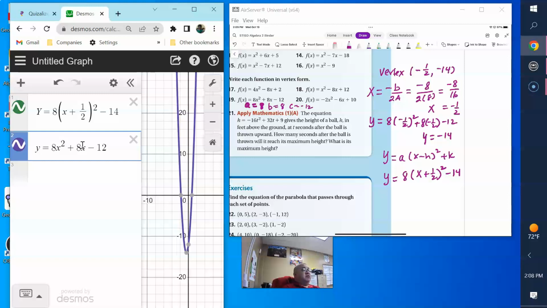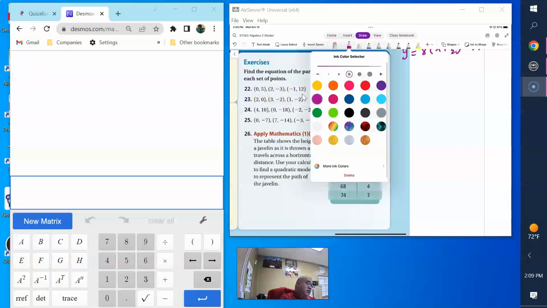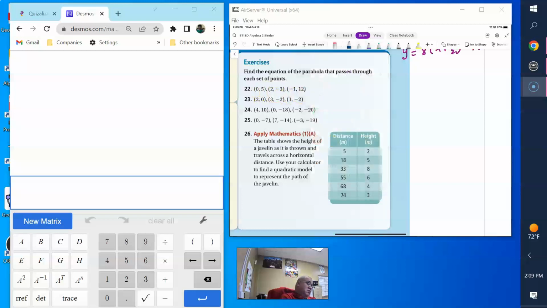What I'm going to do now is go to the last section of the test. For this part of the review, we're going to use 3 points to write the equation of the parabola. Remember, the standard form equation of the parabola is y equals ax squared plus bx plus c. And you're going to use that formula to come up with 3 equations by substitution.